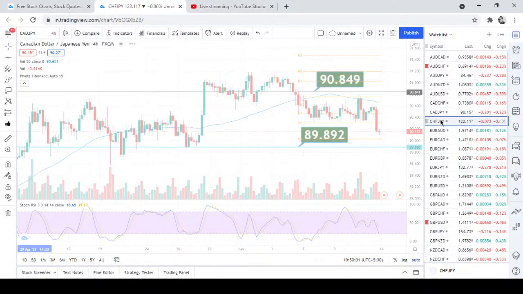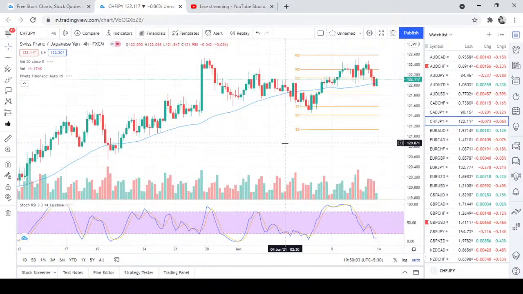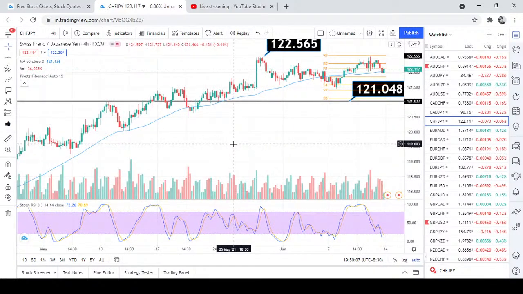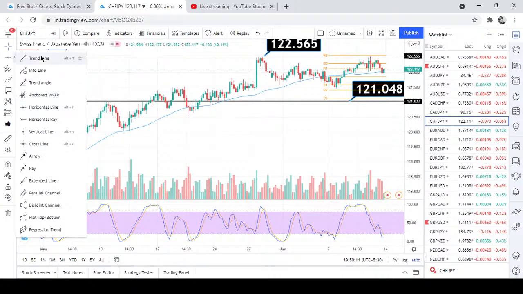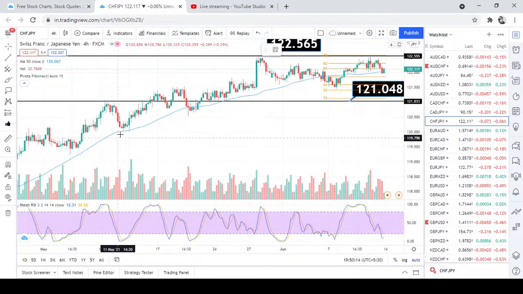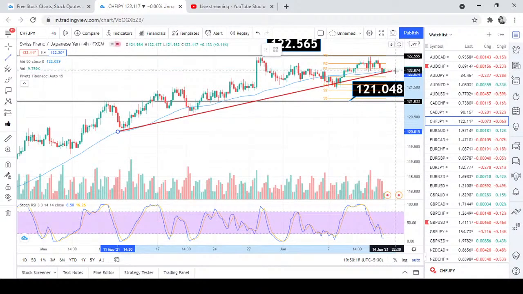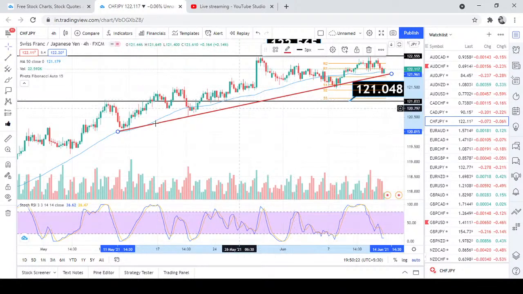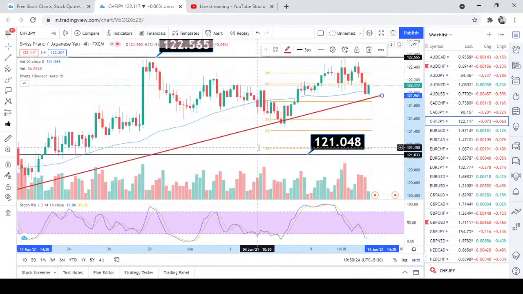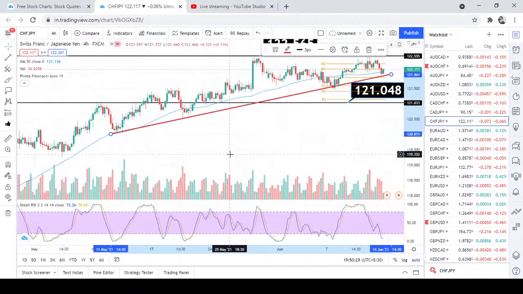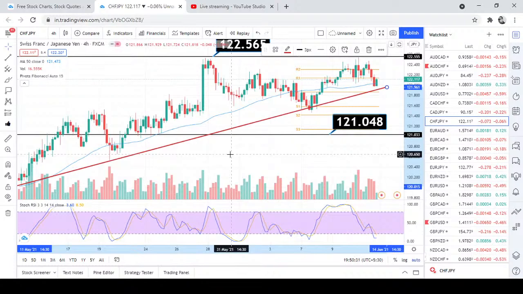Now let's switch to CHF JPY, Swiss franc Japanese yen. This chart looks beautiful, this chart looks bullish. I think I can draw a trend line here. Yes, I can draw a trend line here. This is a beautiful chart, CHF JPY. Yes, I'll also keep my eyes on this chart on Monday.